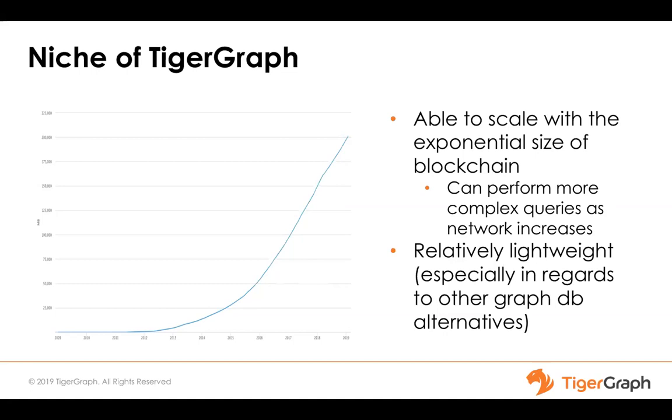So given around 200 gigs of blockchain data, TigerGraph will hold a pretty similar amount, and it won't explode it to the same degree that other graph databases like Neo4j do, which is obviously a massive benefit.